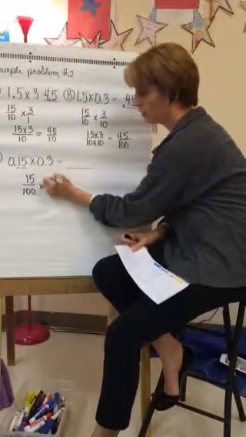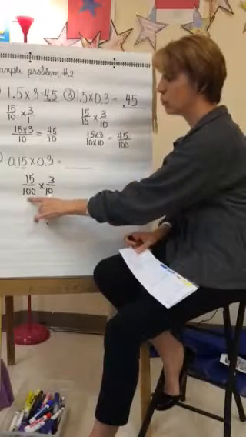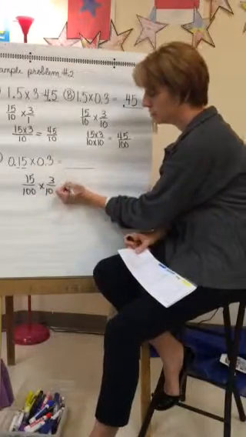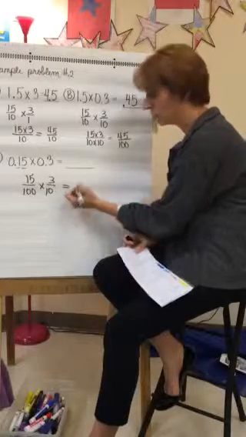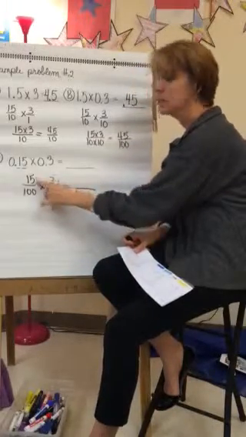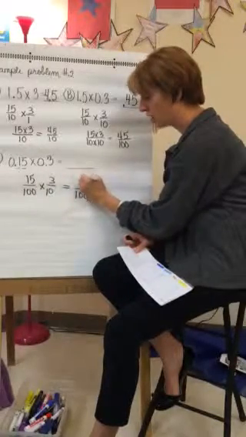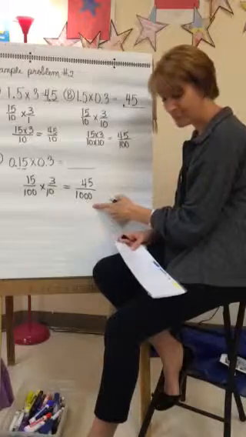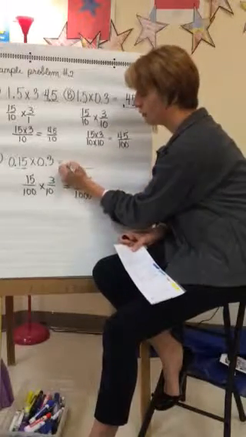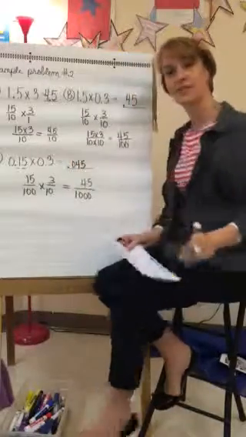My last example would be 15 hundredths times 3 tenths. This time, we notice it is 100 times 10. Multiplying our denominators first would give us 1,000. And then multiply our 15 times 3, which again equals 45. This time, however, we see that we need to write 45 as 45 thousandths.